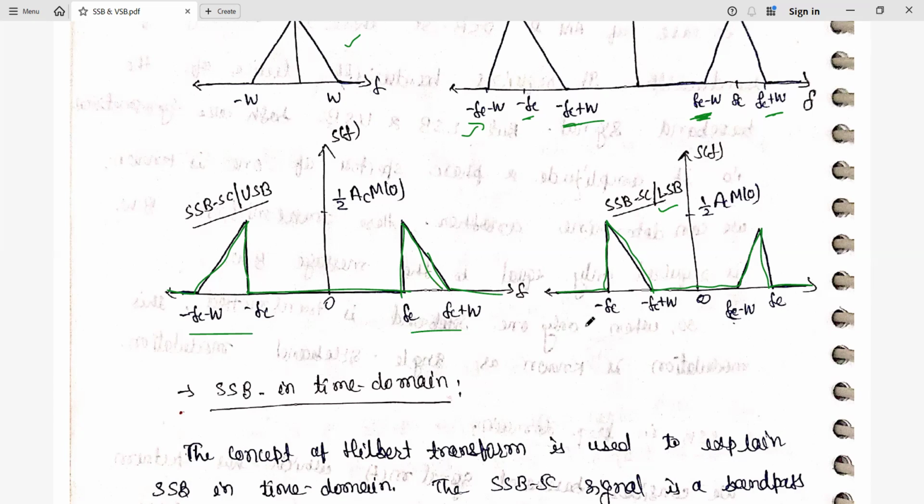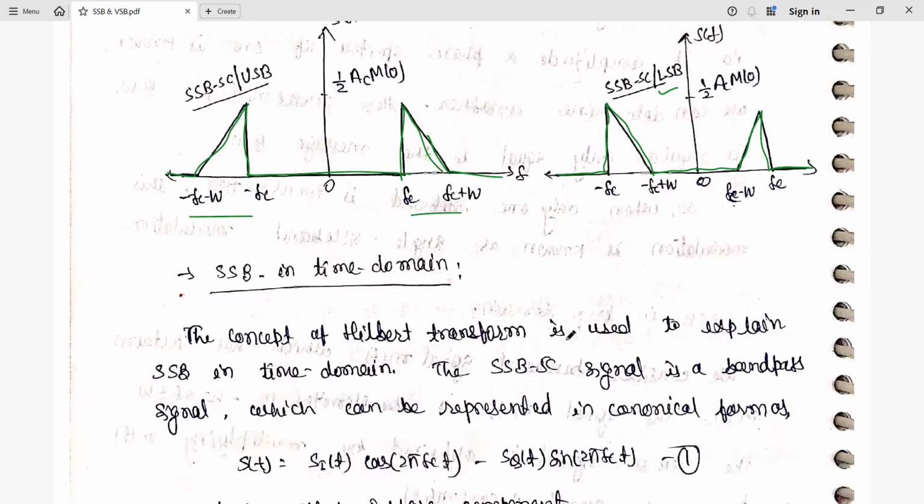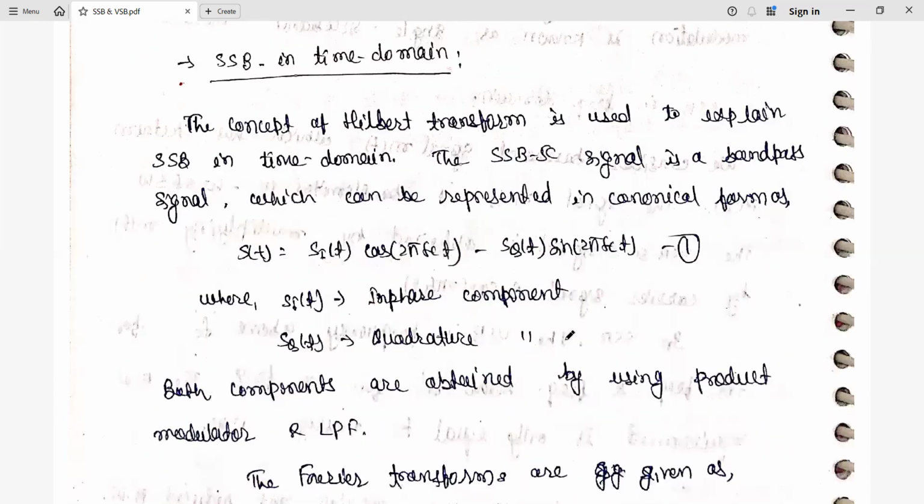So this is the spectrum. A spectrum representation is called the frequency domain representation. Now we are going to see the time domain. Time domain is important in case of SSB-SC, because we are going to see how we obtain the LSB or USB. To explain this time domain concept, it is important to know the Hilbert transform, which we have already seen, having a plus or minus 90-degree phase shift.